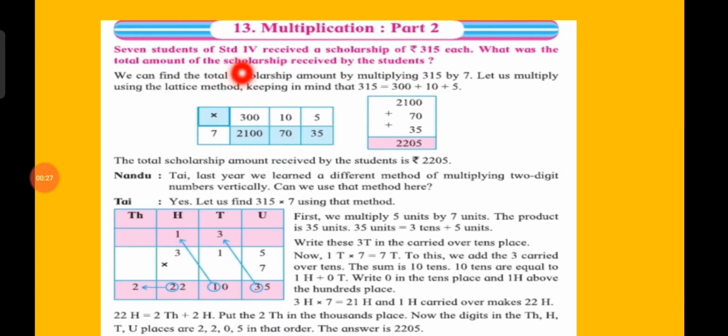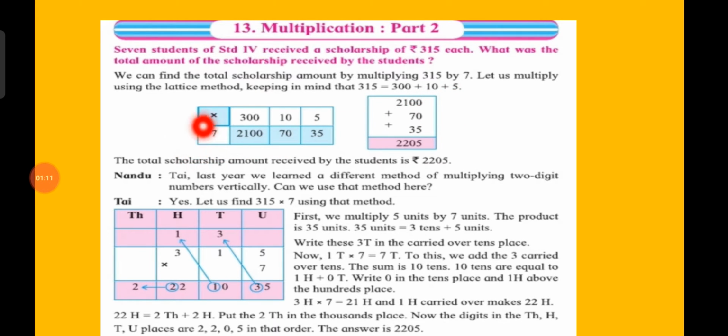Seven students of Standard 4th received a scholarship of rupees 315 each. What was the total amount of the scholarship received by the students? We can find the total scholarship amount by multiplying 315 by 7. Let us multiply using the lattice method, keeping in mind that 315 is equal to 300 plus 10 plus 5.